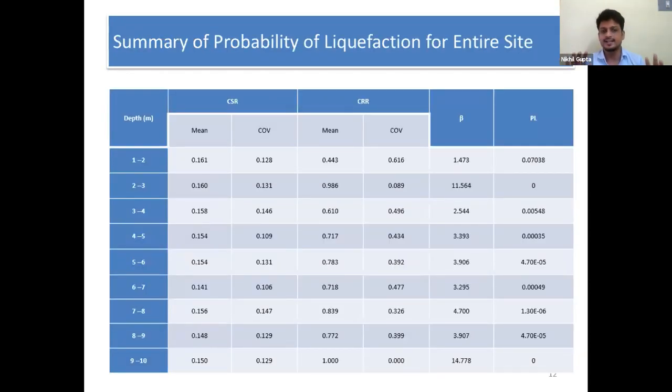Then for the entire site, for each depth, we have the mean value and coefficient of variation of CSR and CRR. Then we can calculate the probability of liquefaction by the formula which I gave in the previous slide. It is observed that the probability of liquefaction at the upper layer is 7%, and at the lower layer, there is no chance of liquefaction at the site.